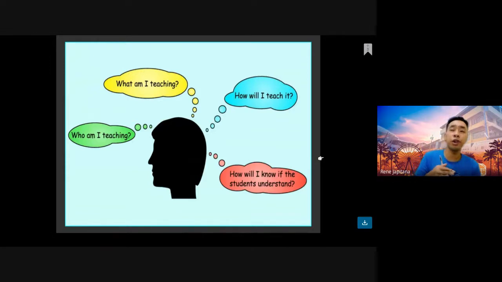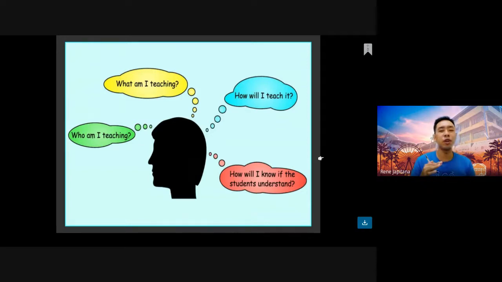This is what we call the content, the competencies that we want our students to learn: the skills, the knowledge, and the attitudes, or the KSA. These are all based on the competencies, based on the national standards. It is coming from the curriculum guide.